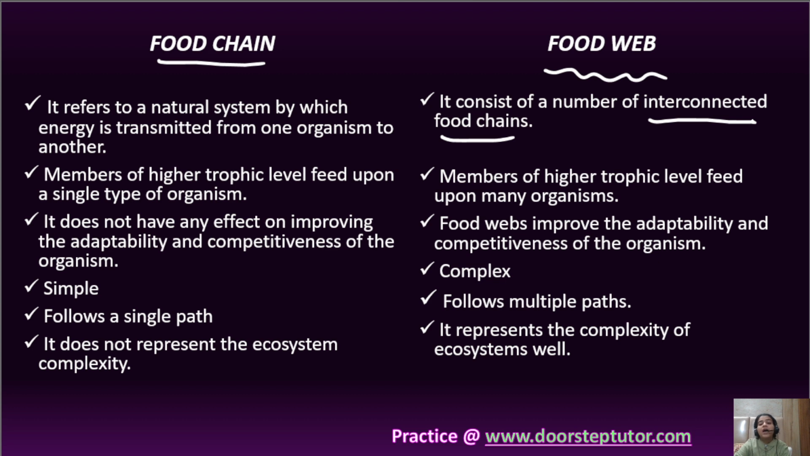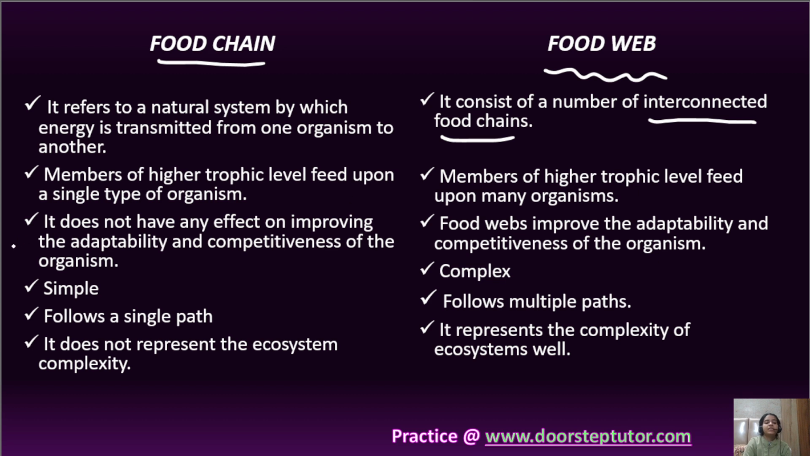So here there are different types of food chains which are interconnected. There is not any specific thing that only this organism can be eaten by only that organism. Here, interconnected, we can say a web is present. That's why the name is food web.